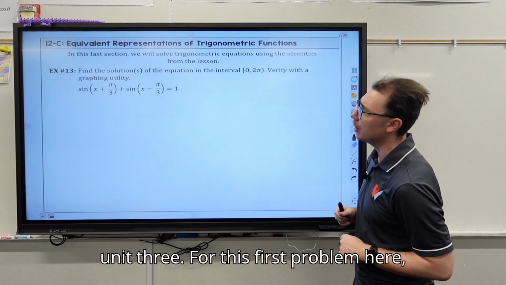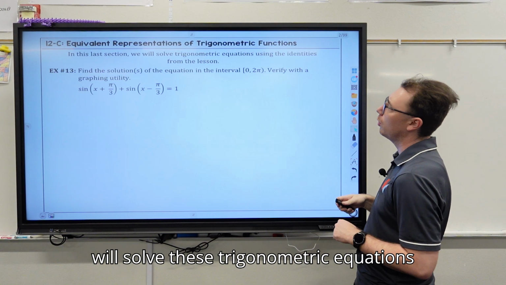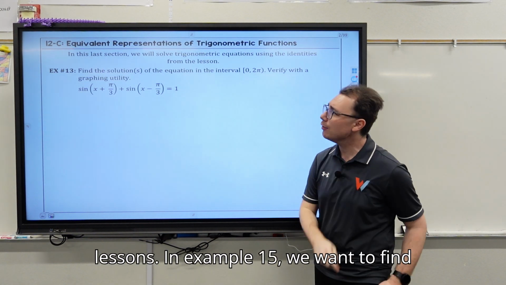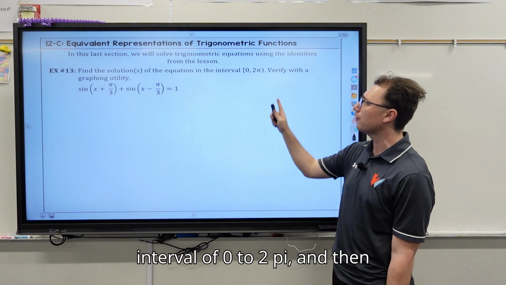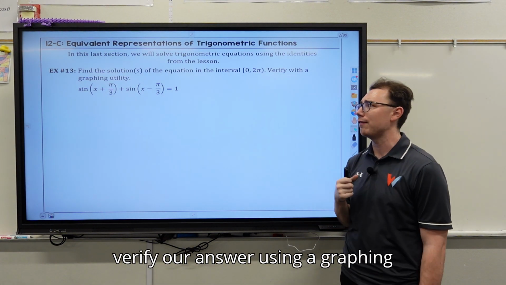For this first problem in this lesson, we will solve these trigonometric equations using the identities from those previous lessons. In example 15, we want to find the solutions of the equation on the interval of 0 to 2 pi, and then verify our answer using a graphing utility.